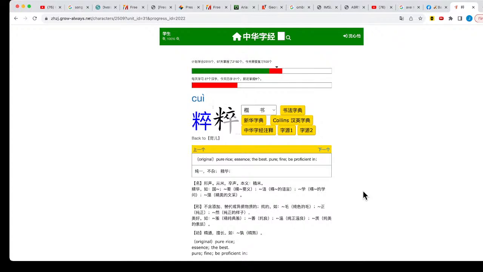So nowadays it does not refer to pure rice anymore, because it's not a big deal anymore. But we use this word to mean the essence of things, the pure things, very fine things, right? And it also means that you or somebody is proficient in something, in some areas.